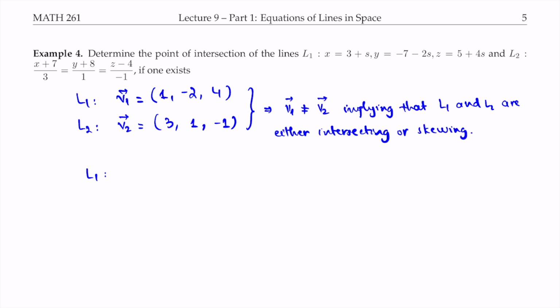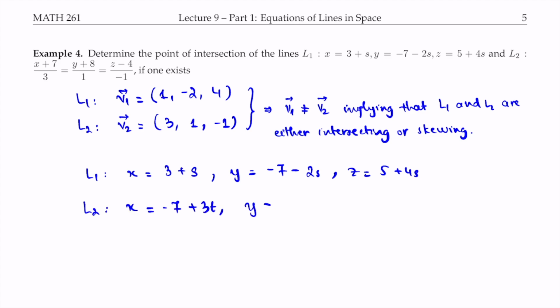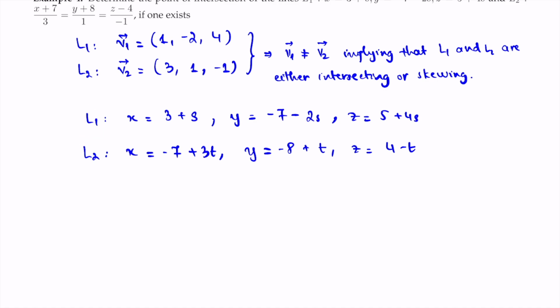From line 1, I have the parametric form x equal to 3 plus s, y equal to negative 7 minus 2s, and z equal to 5 plus 4s. I'm also going to write line 2 in terms of parametric equations. So line 2 is x equal to negative 7 plus 3t, y equal to negative 8 plus t, and z equal to 4 minus t. So these two lines are written in the same form, which is the parametric equations.